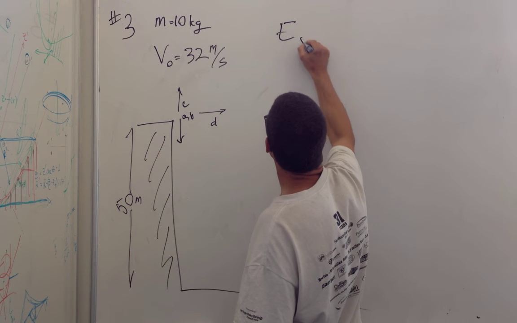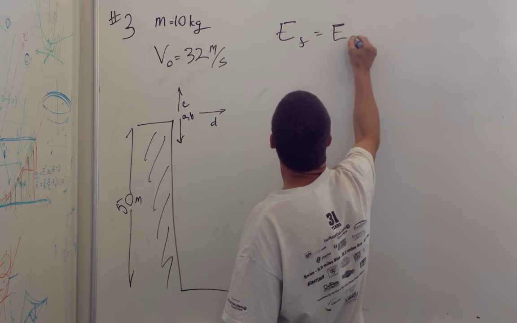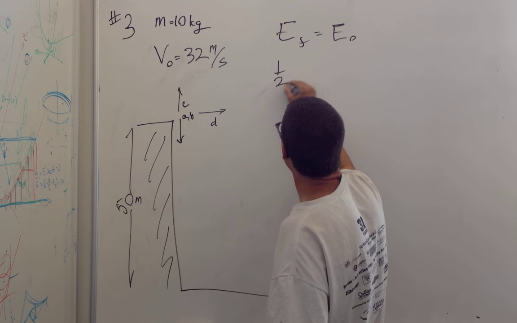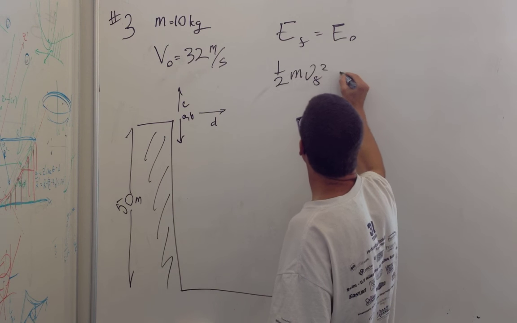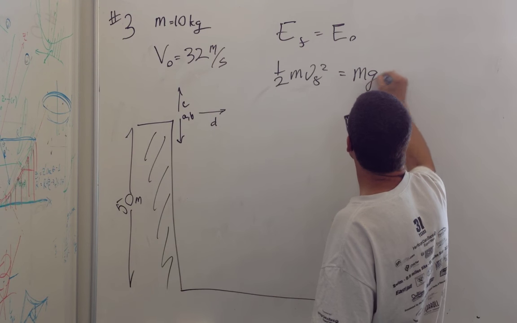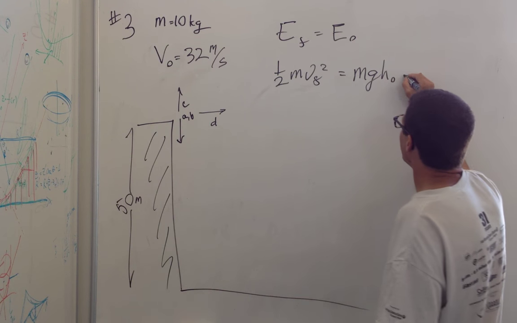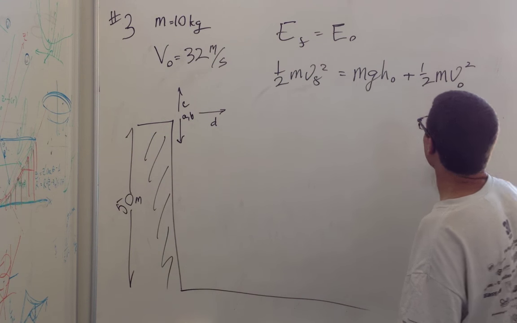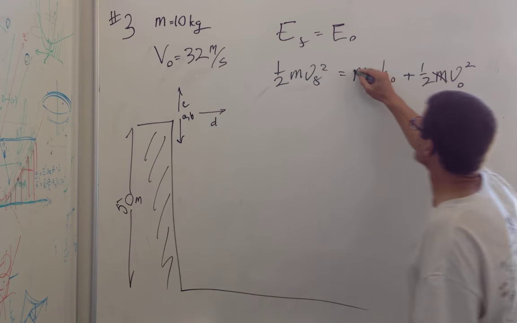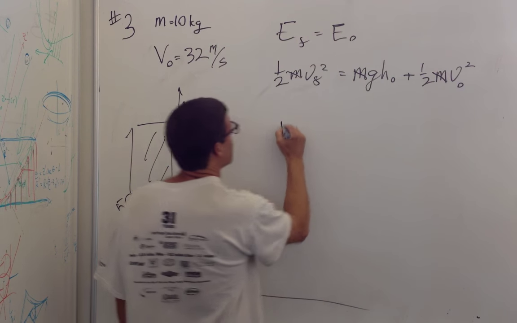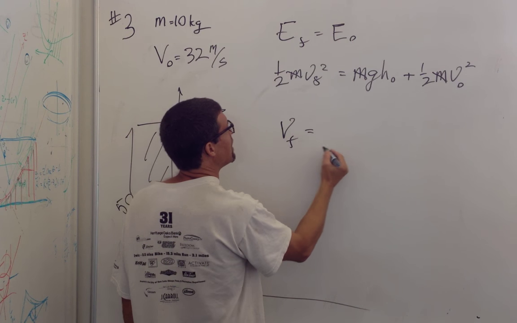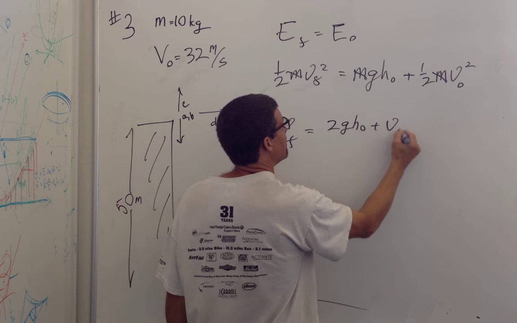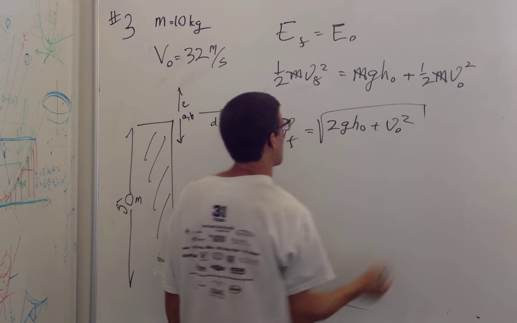So I can just say E final is equal to E naught, and that's all kinetic energy right before it hits the ground: 1/2 m V final squared is equal to m g h naught plus 1/2 m V naught squared. I like it because the masses cancel, and I wind up with V final equal to the square root of 2 g h naught plus V naught squared.